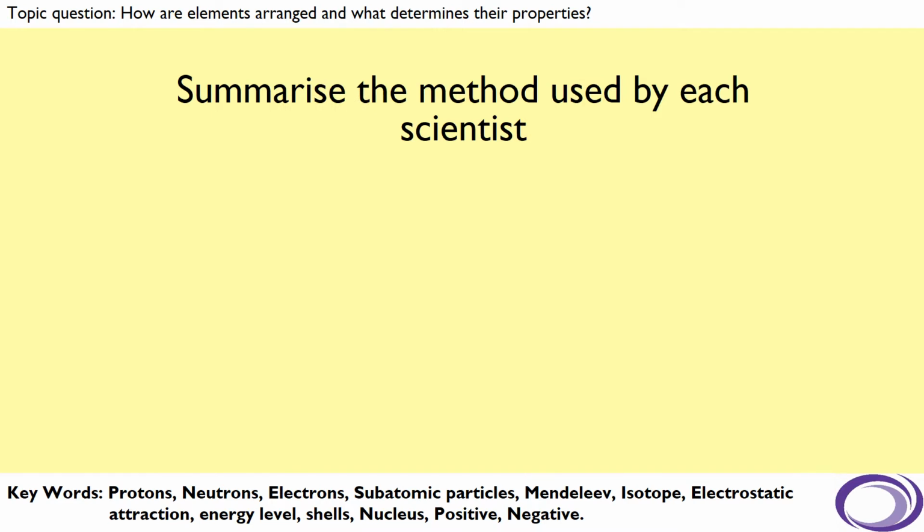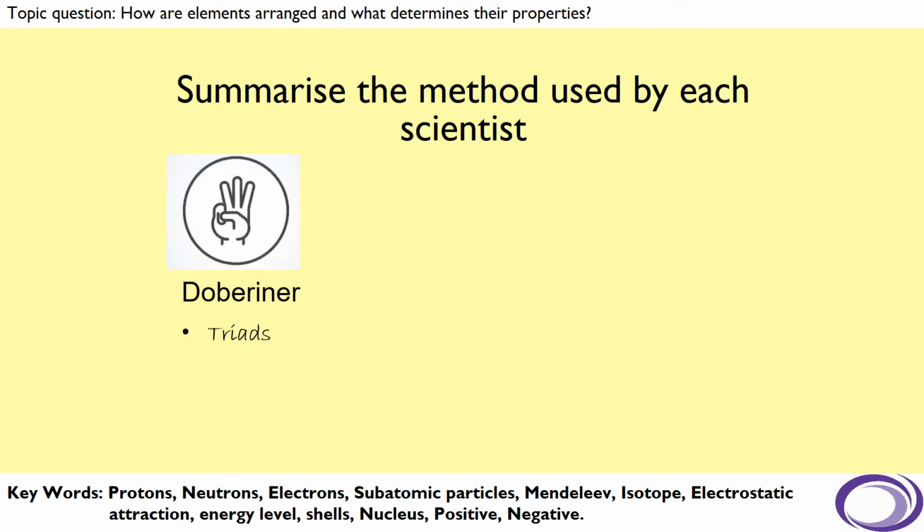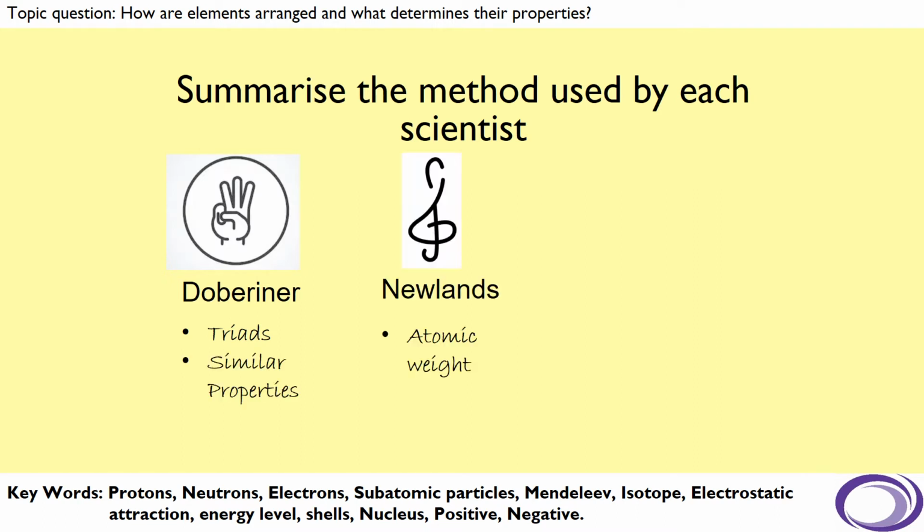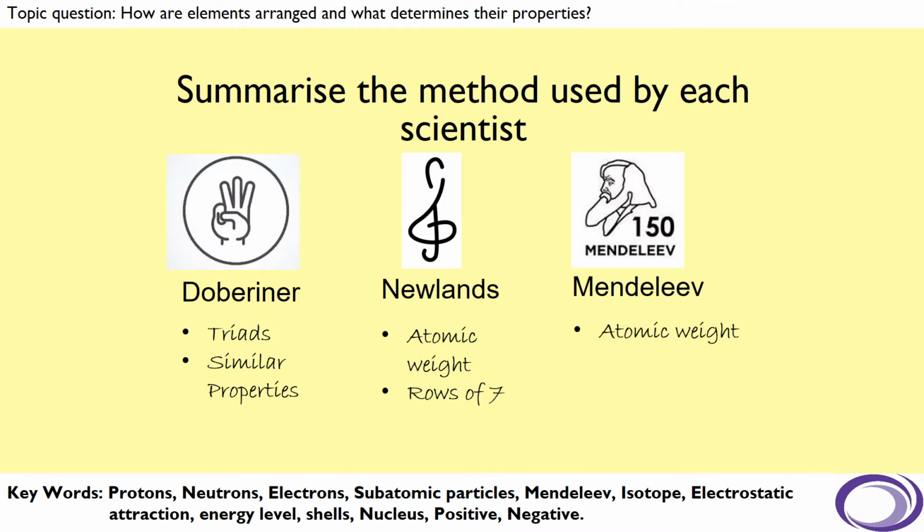So to summarise these, we have Dobereiner, who organised the elements into groups of 3 called triads. They had similar properties. Newlands, who ordered them in order of increasing atomic weight in rows of 7. And Mendeleev, with ordering by increasing weight. And he also ensured that the groups had similar properties and left gaps for unknown elements.